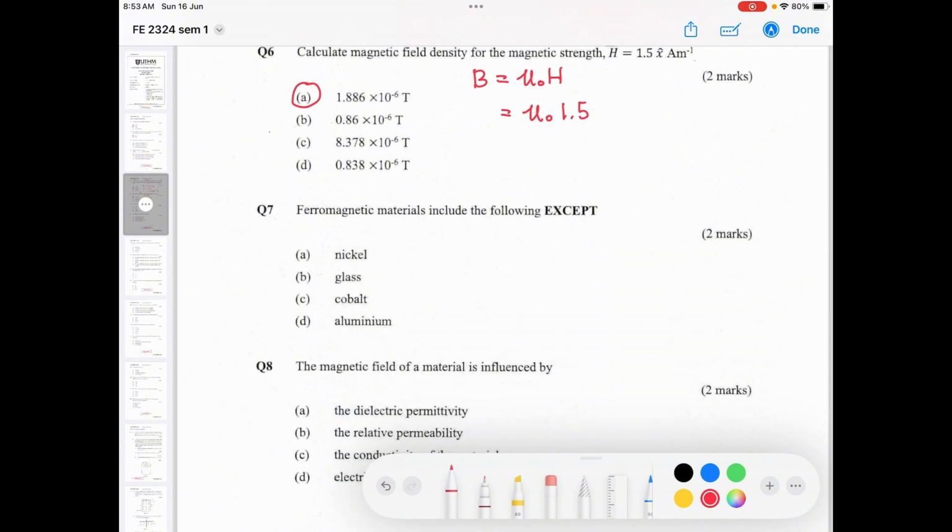Ferromagnetic materials include the following except, which one is not a ferromagnetic material? The answer will be glass. Glass is not a ferromagnetic material. It's categorized as a polymer.